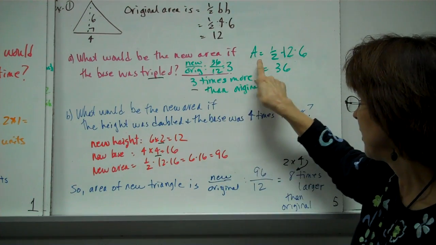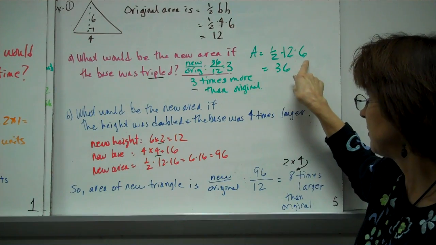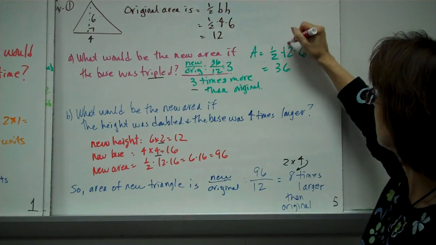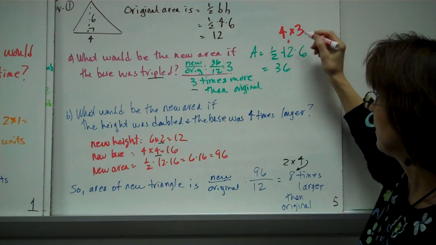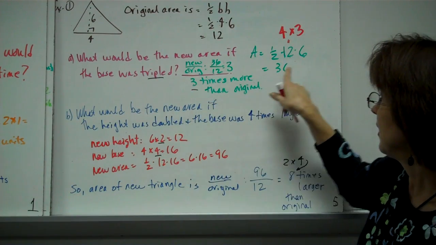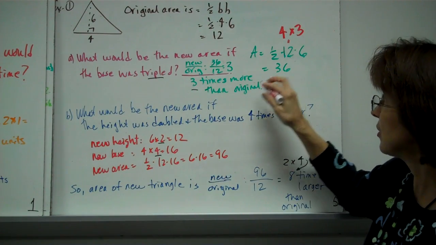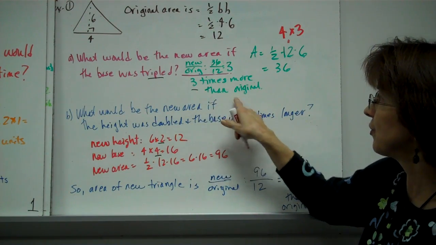Let's see if that happens. Well, the area is 1/2 times 12 times 6, because now instead of being 4, it's going to be 4 times 3. That 12 is the 4 times the 3, which is what we do when we triple the base. So 1/2 of 12 is 6, so 6 times 6 is 36. So indeed, it's 3 times more than the original.